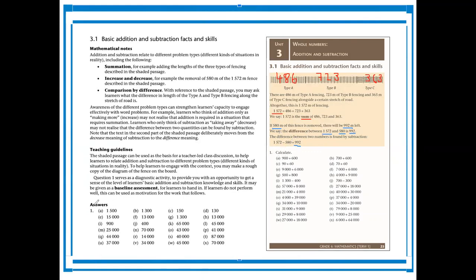And then here are some questions for you guys to calculate for question 1, and here are the answers over here. Okay, let's move on to the next page.